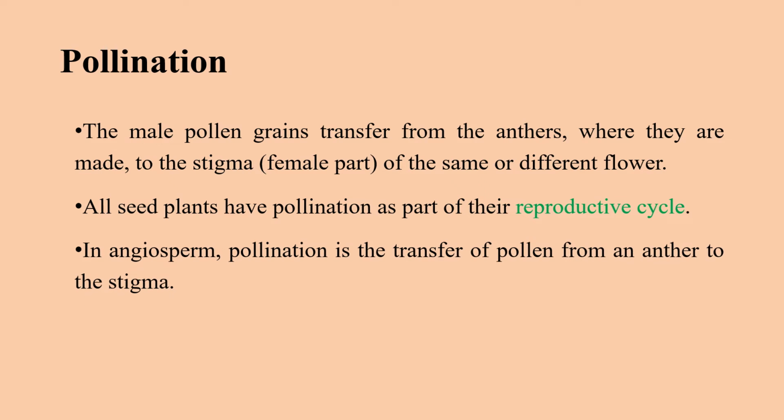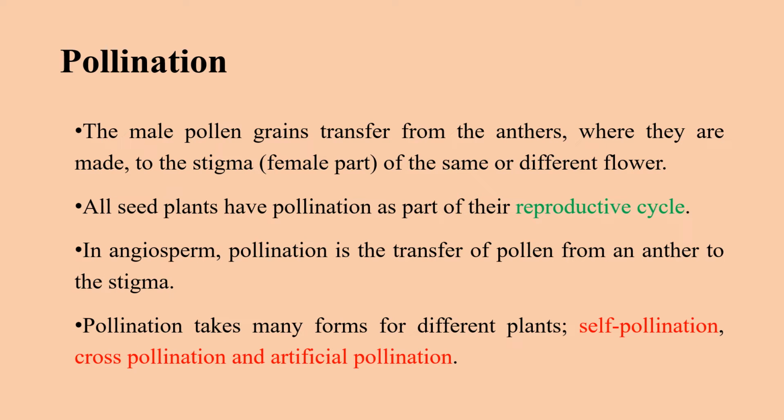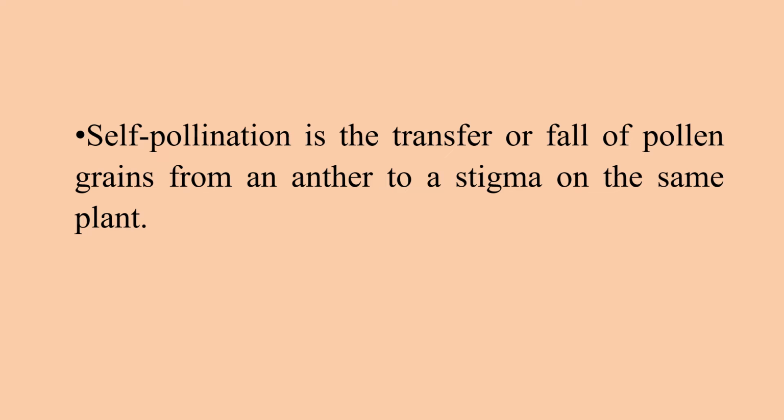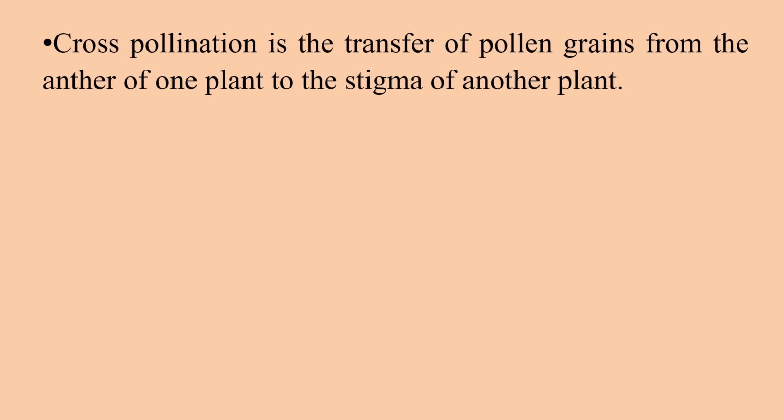In angiosperms, pollination is the transfer of pollen from an anther to the stigma. Pollination takes many forms for different plants: self-pollination, cross-pollination and artificial pollination. Self-pollination is the transfer or fall of pollen grains from an anther to a stigma on the same plant. Usually insects bring about self-pollination of a flower by transferring pollen from the anther to the stigma in the same flower. Cross-pollination is the transfer of pollen grains from the anther of one plant to the stigma of another plant.